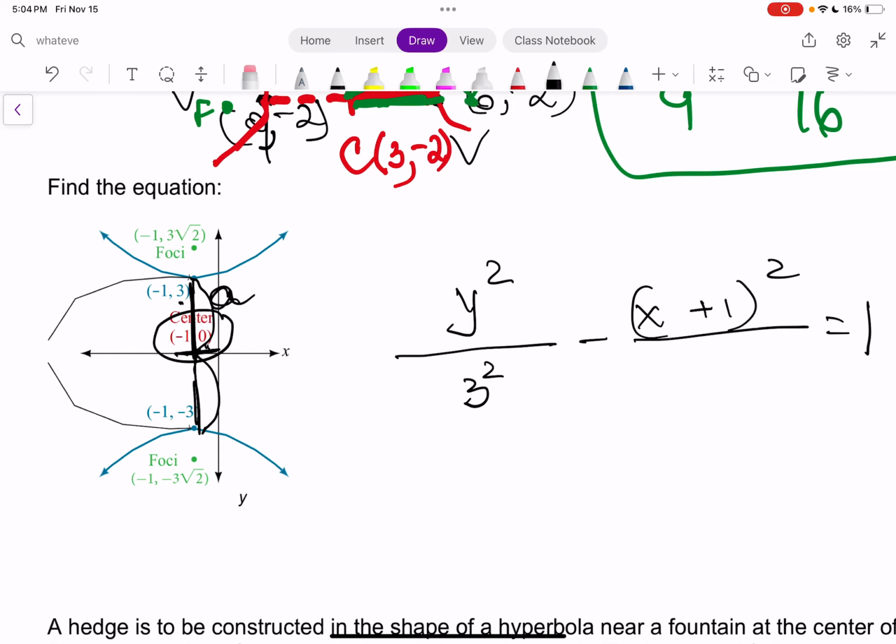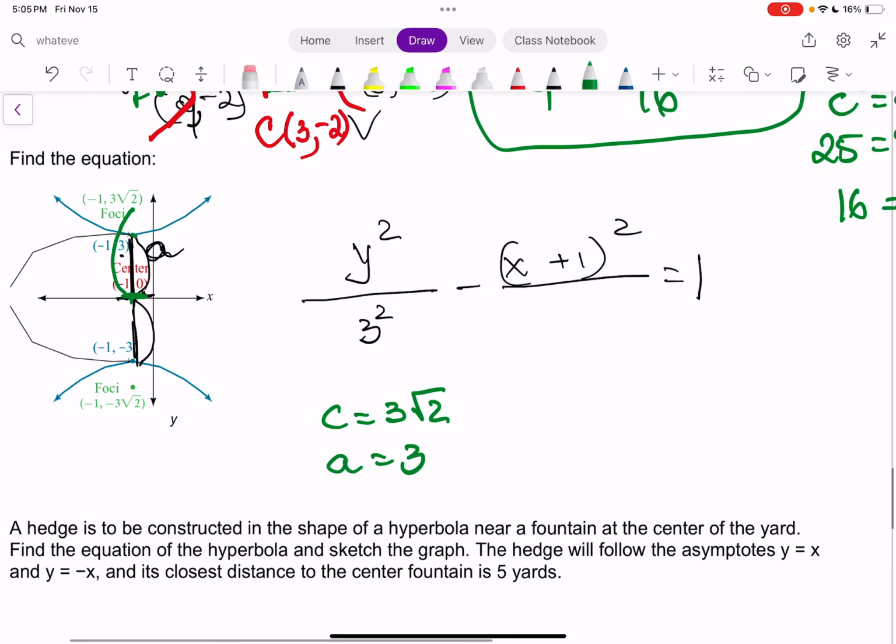And yet again, the same type of question. I see that the foci are at 3 square root of 2 up and negative 3 square root of 2 down. So in other words, the distance from the center to the focus is 3 square root of 2. A, the distance from the center to the vertex, is 3. So we need to, yet again, find the B value.